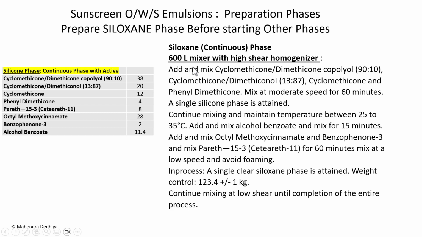Mix alcohol benzoate, add octyl methoxycinnamate and benzophenone 3. Add Perret 15-3, the emulsifier, mix at low speed and avoid foaming. In process, a single clear siloxane phase is obtained and there's a weight control. Continue mixing at low shear until completion of the entire process.